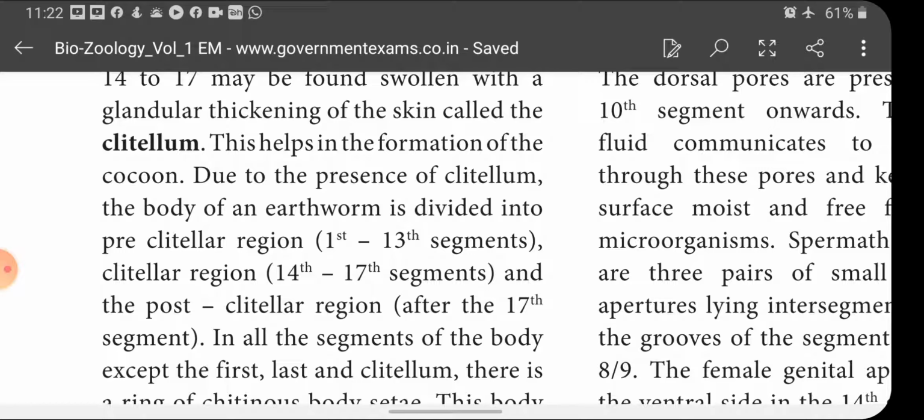Due to the presence of clitellum, the body of the earthworm can be divided into three regions, that is a pre-clitellar region, that is the segments which are present in front of clitellum or prior to clitellum, that is 1 to 13th segments are called pre-clitellar region, and 14th to 17th segment it is a clitellar region, and after 17th till last segment it is called post-clitellar region.